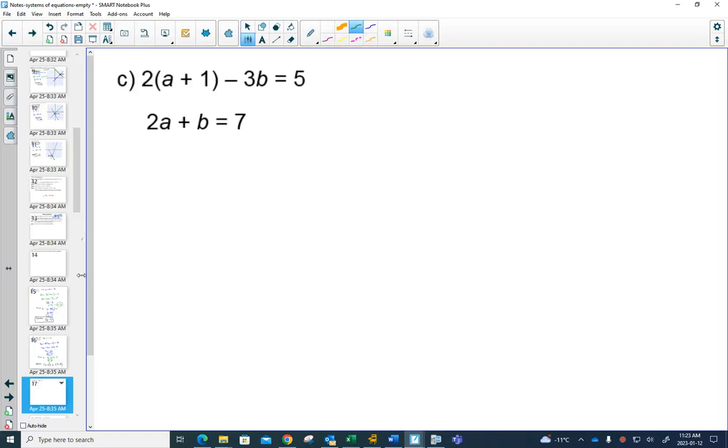Equation 1 in green, equation 2 in blue. Which letter looks like it would be the easiest to get by itself? B. And would you use equation 1 or equation 2? Equation 2. I like it. You are correct. It would be easy. Move the A over. Negative 2A plus 7.